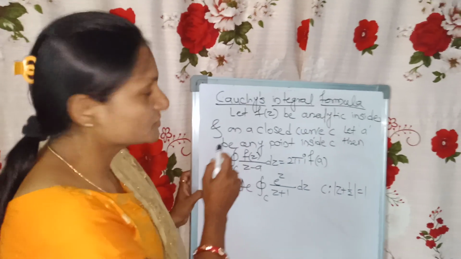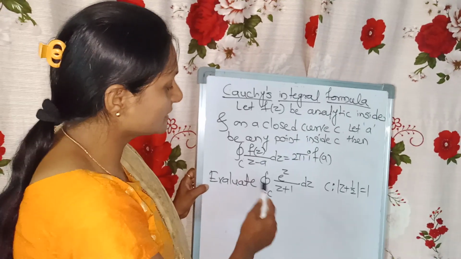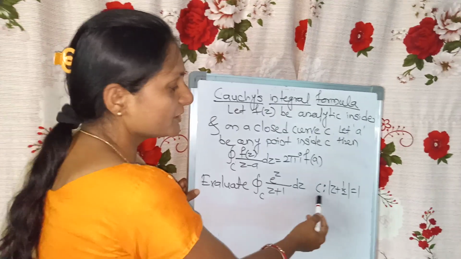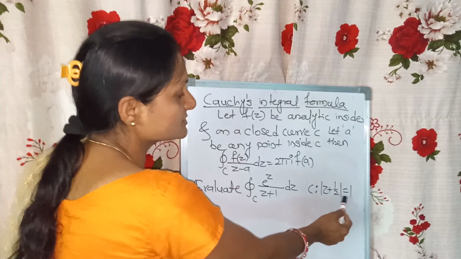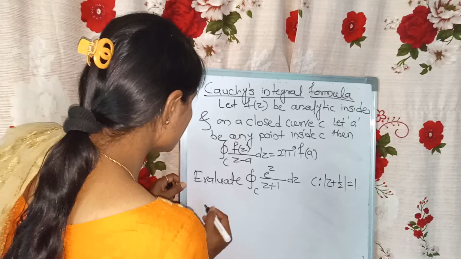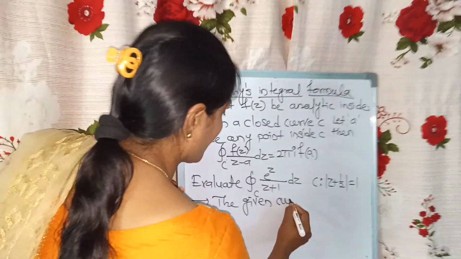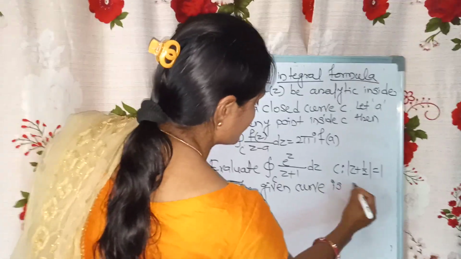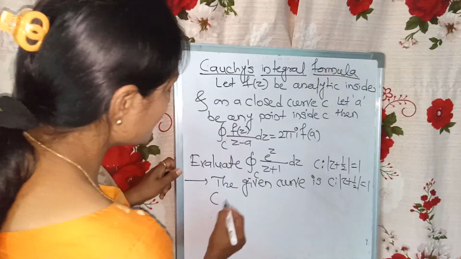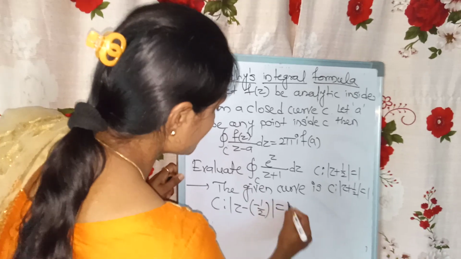So, using the formula, let us move on to an example. We have to evaluate the integral over closed curve C of e power z by z plus 1 dz, where the curve C is mod z plus 1 by 2 equal to 1. Observe your curve C. I can write this curve as mod z minus (minus 1 by 2) equal to 1.